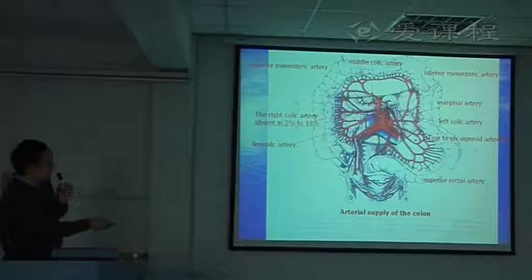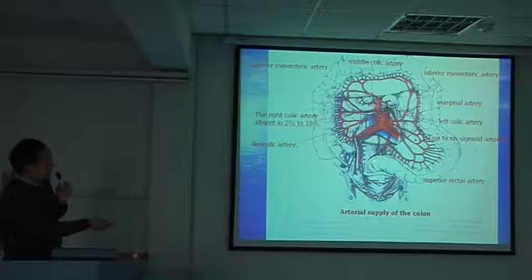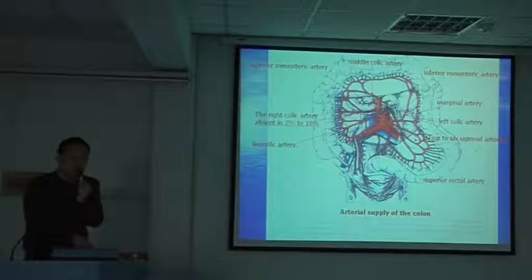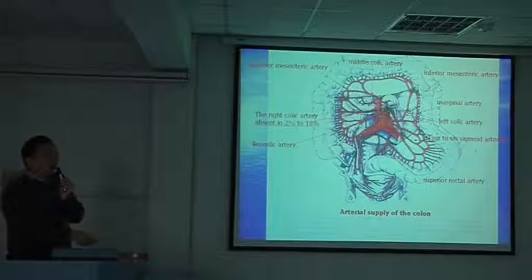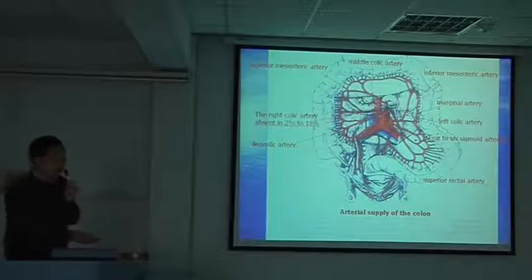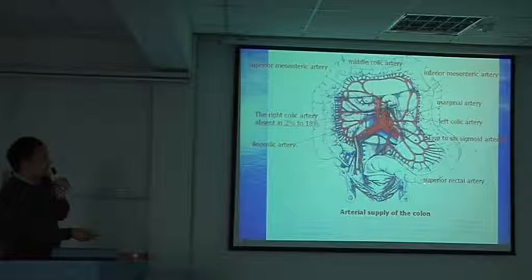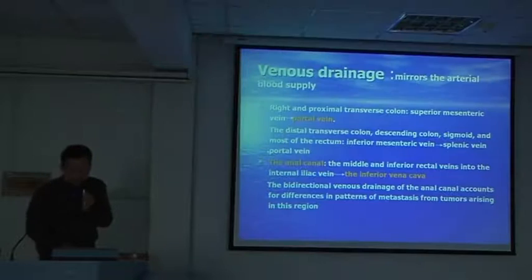And here, this is the superior rectal artery. There are several different names. In Western countries, it may be called the superior hemorrhoidal artery. In Chinese textbooks, it's usually called the superior rectal artery, which supplies the upper part of the rectum. And there are also some other blood supplies. Just go through it. Okay.